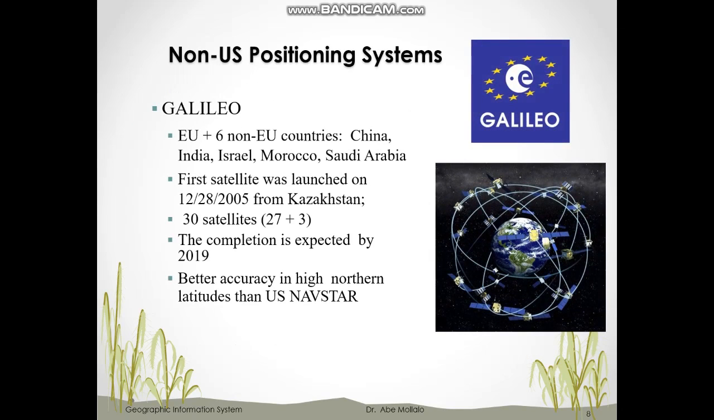The next GNSS is Galileo system, which is supported by European countries, especially Germany and Italy, and also 6 non-European countries, including China, India, and Israel. The first satellite was launched in the year 2005 in Kazakhstan. This system is composed of 30 satellites, so number of satellites compared to GLONASS and NAVSTAR is higher. It's 27 active and 3 as spares. And the project is recently almost completed. The purpose of this project is to provide better accuracy in high northern latitude than US NAVSTAR, and I think the accuracy is less than 20 centimeter.